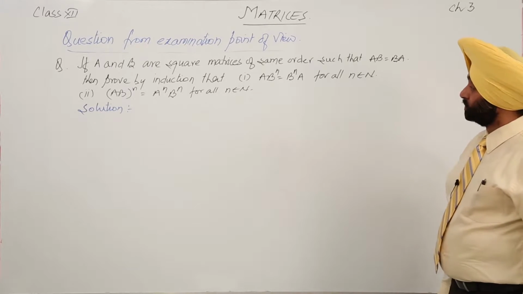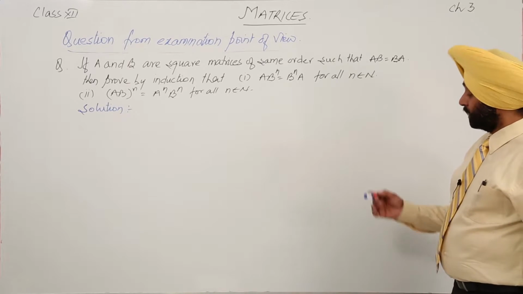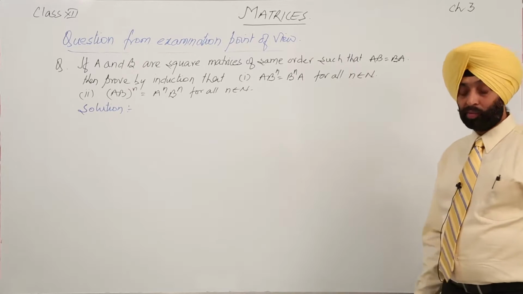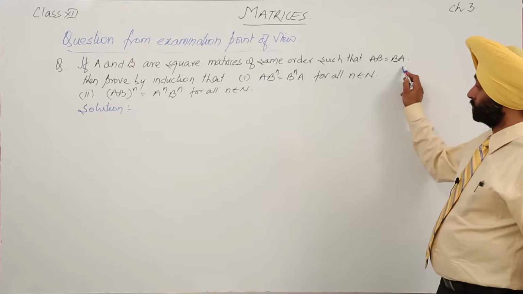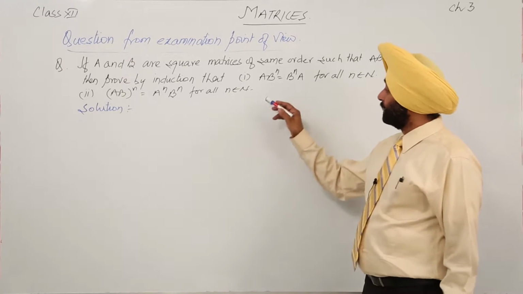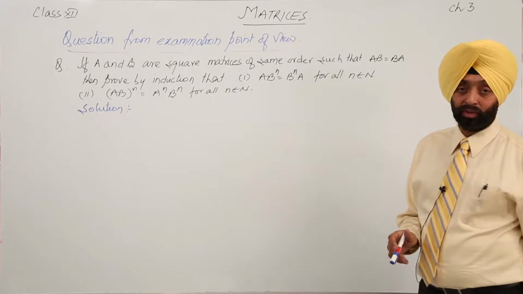We are having a question based on the principle of mathematical induction. Now A and B are square matrices of the same order such that AB is equal to BA. Condition 1 is AB is equal to BA. Then we have to prove by induction that number 1, (AB) raised to power n is equal to B raised to power n A.